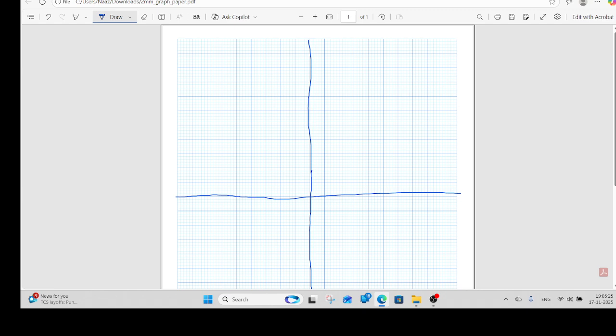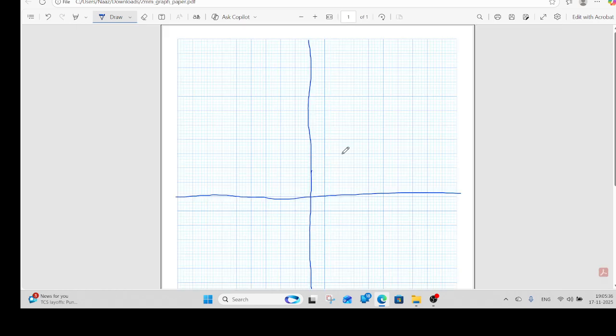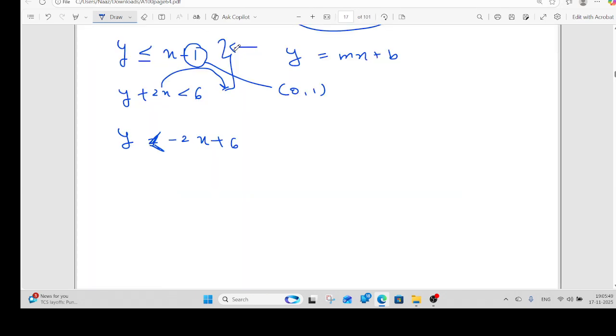Now, if you see here, for the first equation, this is my y-intercept, which is 0 comma 1. My first step is to plot the y-intercept. So 0 comma 1 is this, right? This is 0 comma 1. Now what I need to do is, my slope m is 1, if you compare it with this equation, so m equals 1, and slope is rise over run.